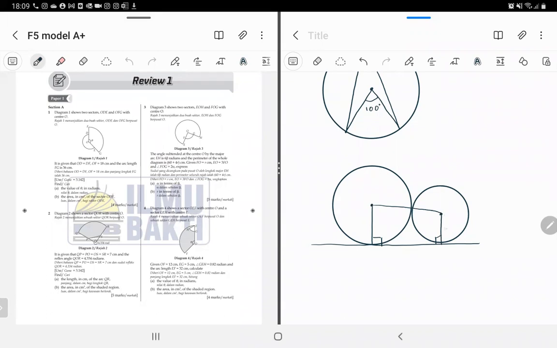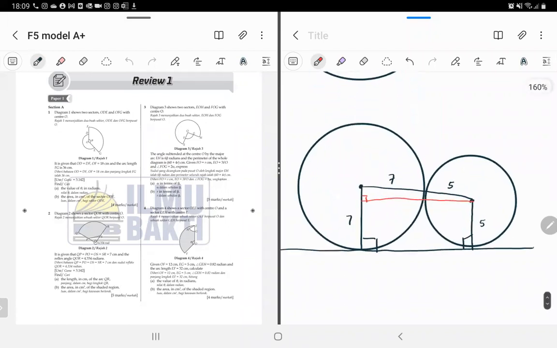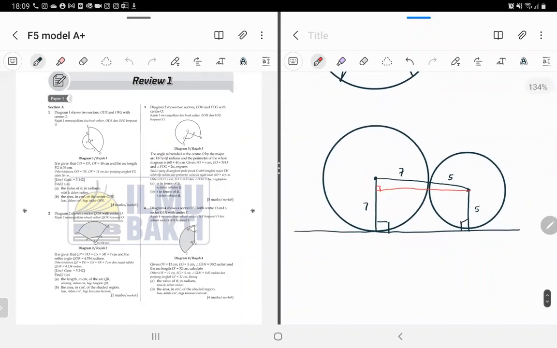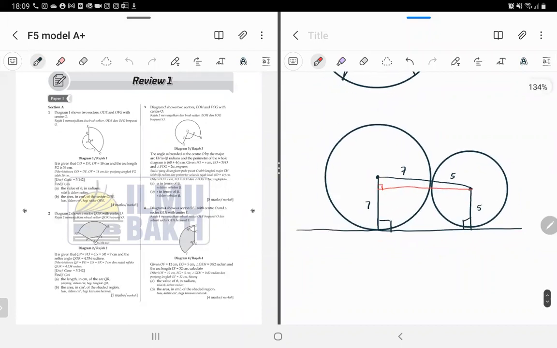If the radius here is 5, then here will be 5 also because it is a radius, and if the other radius is 7, then here will be 7 also because of radius. And then we always need to draw another line like this one so that you can form a 90 degree triangle. So this is another one of the rules that you need to know.